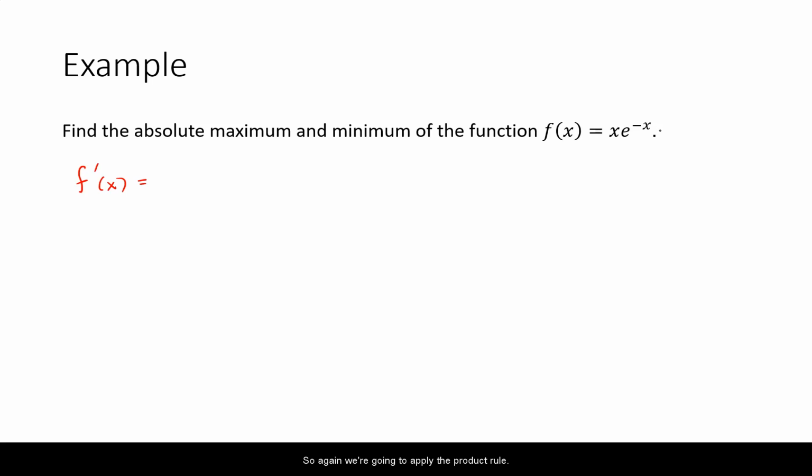So again, we're going to apply the product rule. So we've got the derivative of x will be 1 times e to the negative x without taking a derivative, plus x times the derivative of e to the negative x, which will be e to the negative x times the derivative of negative x, which will be negative 1. So here I can again factor out e to the negative x, and that leaves me with 1 minus x.